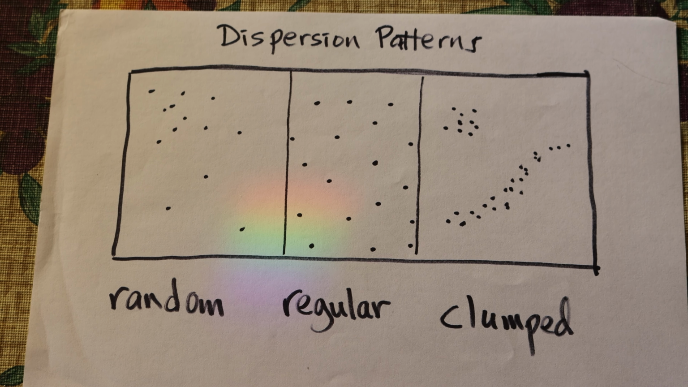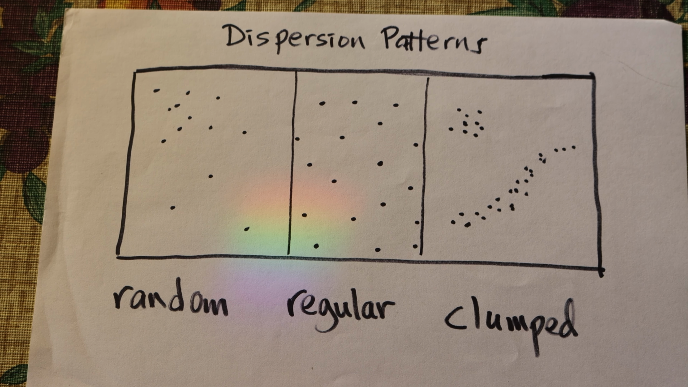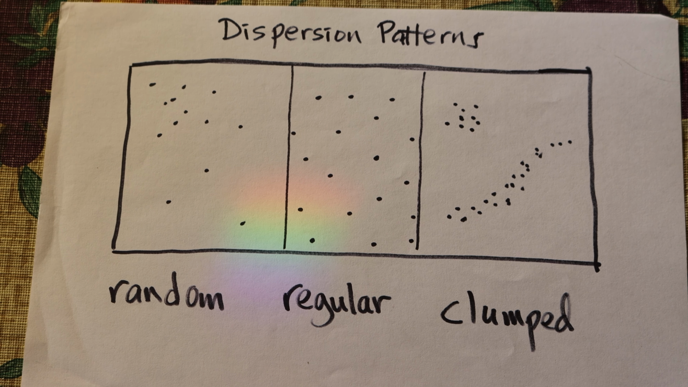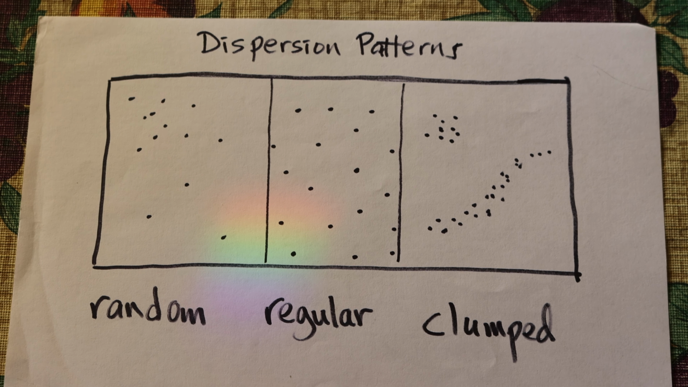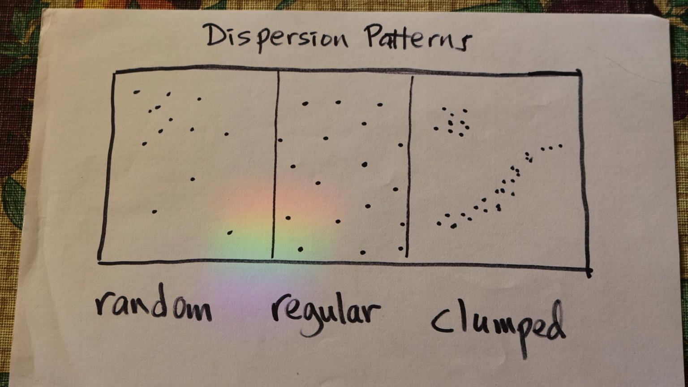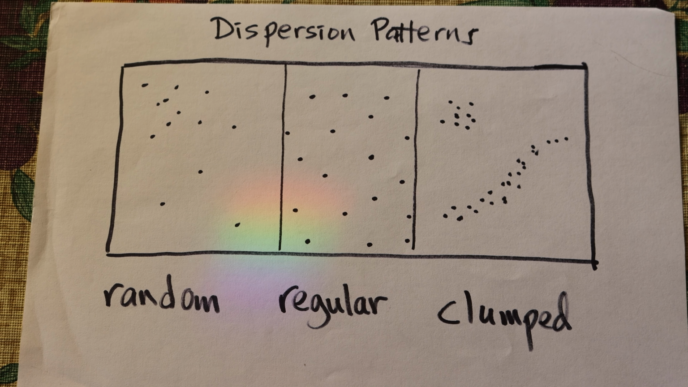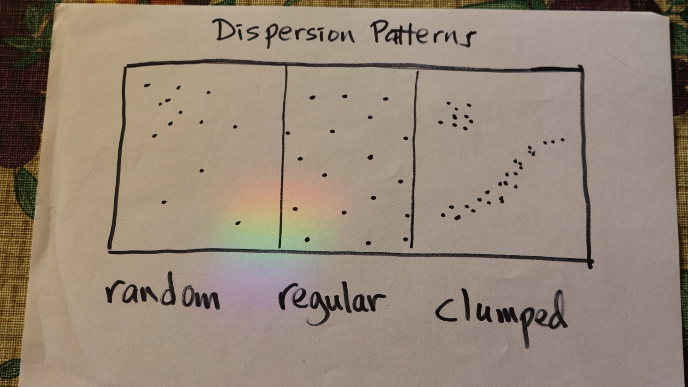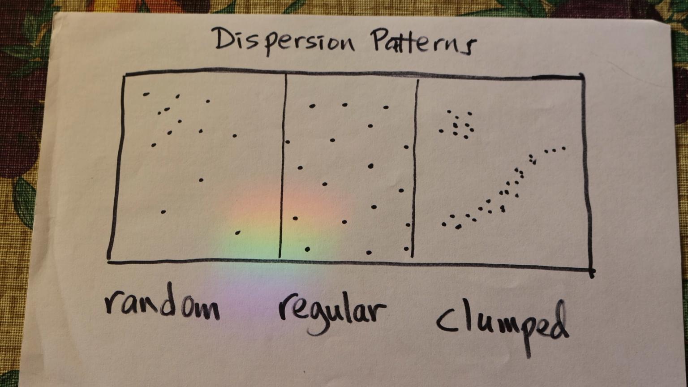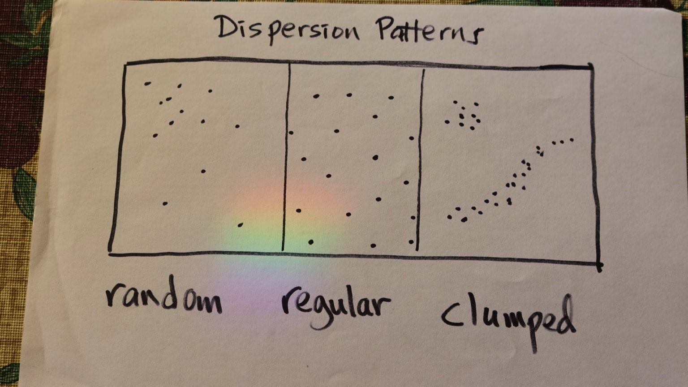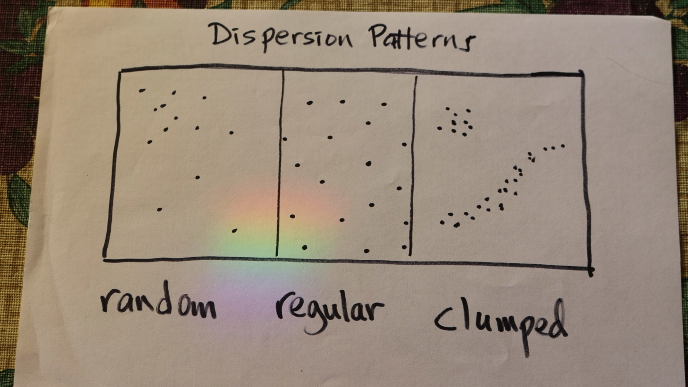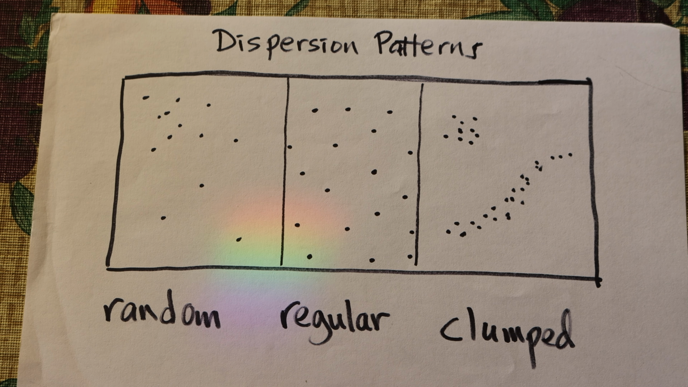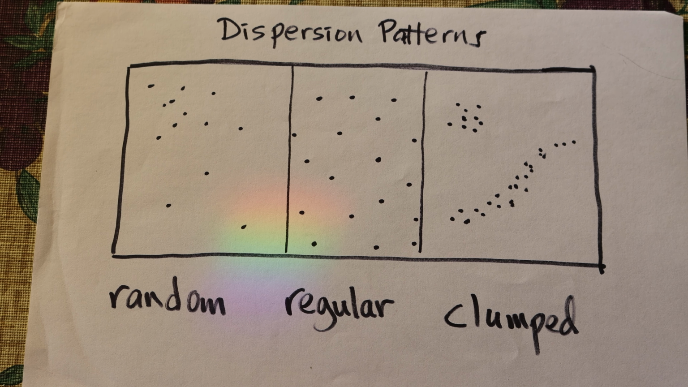Dispersion is spacing patterns. We generally recognize three types of dispersion. On the left here is a random pattern, and in the middle is a regular pattern of spacing, and on the right is a clumped pattern or patchy pattern. So it's interesting to think about what can produce these patterns. First of all, let's think about plants.